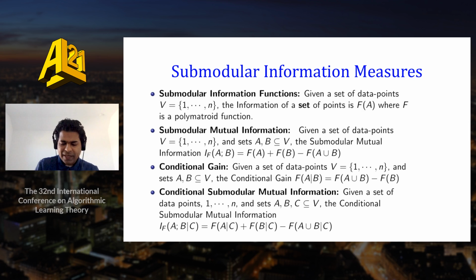And this is an algebraic quantity right now, not really the same intuition as from the random variables perspective. But given two discrete sets, we want to capture the joint information between them. So you have the joint information f of a comma b as f of a plus f of b minus f of a union b. Similarly, you can define the conditional gain of f of a given b as f of a union b minus f of b, and you have the conditional mutual information.